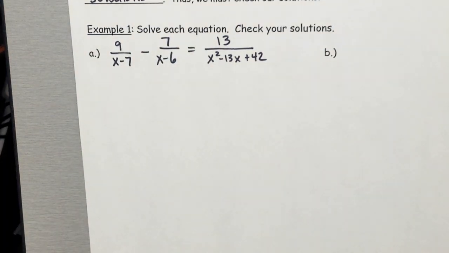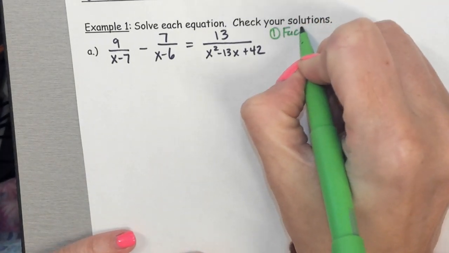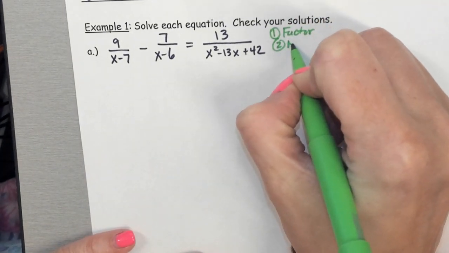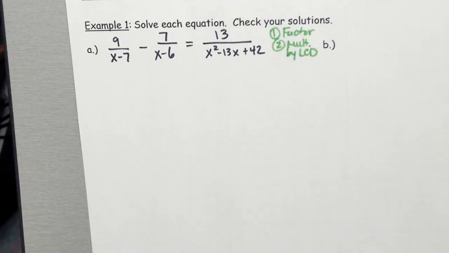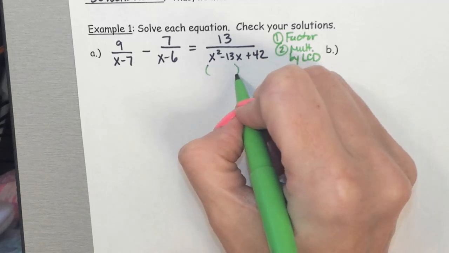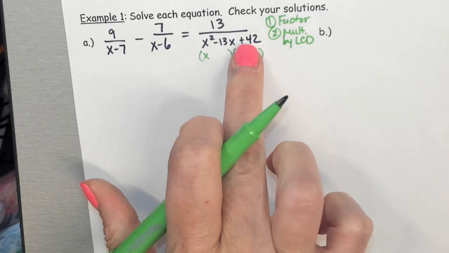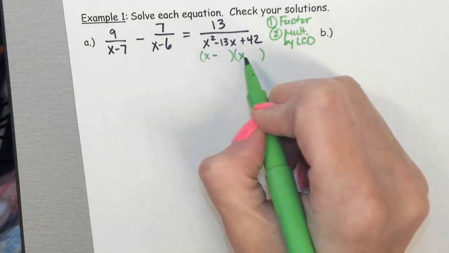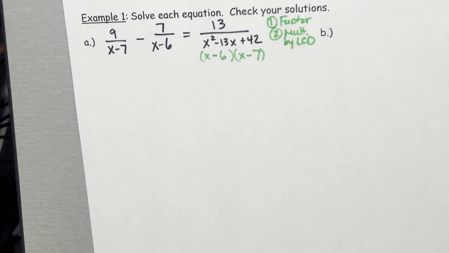Okay, so your first step is going to be to factor if you need to. And then after you factor, you're going to multiply by the LCD. So the reason why we multiply by the LCD is to undo the fractions. So when you're factoring, we're going to start with x and x to get x squared, multiplies to positive 42, but adds to a negative, so they both have to be negative. So you're going to have negative 6 and negative 7.